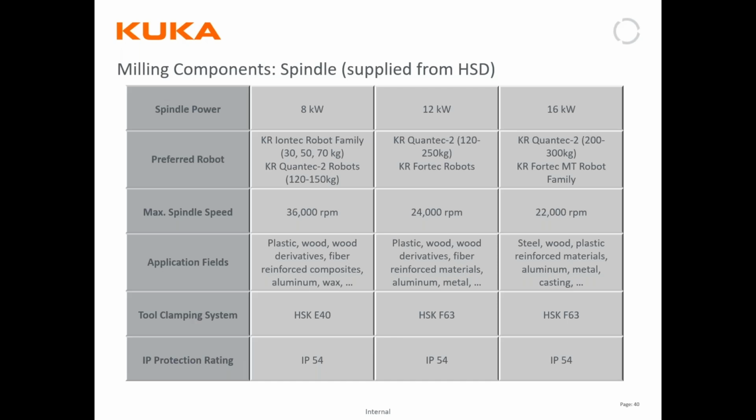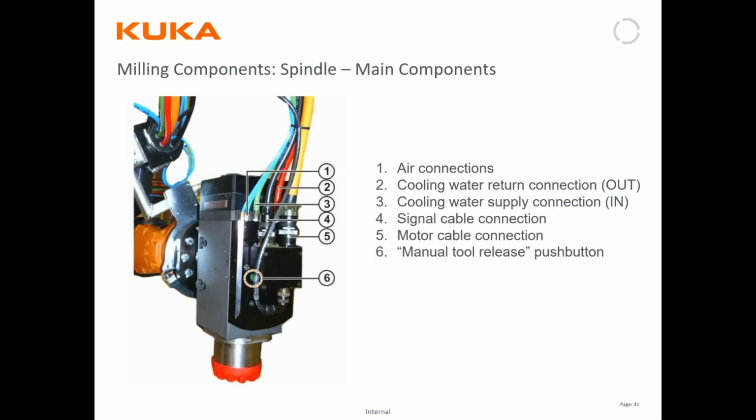The maximum speed for 8 kilowatt is 36,000 RPM. For 12 kilowatts, it's 24,000 RPM, and for 16 kilowatts, it's 22,000 RPM. These spindles are suitable for plastic, wood, fiber reinforced materials, aluminium, steel, etc. The tool clamping system is different for 8 kilowatt, it's HSK E40, whereas for 12 and 16 kilowatt, it is HSK F63. All the three spindle types come with IP54 rating.